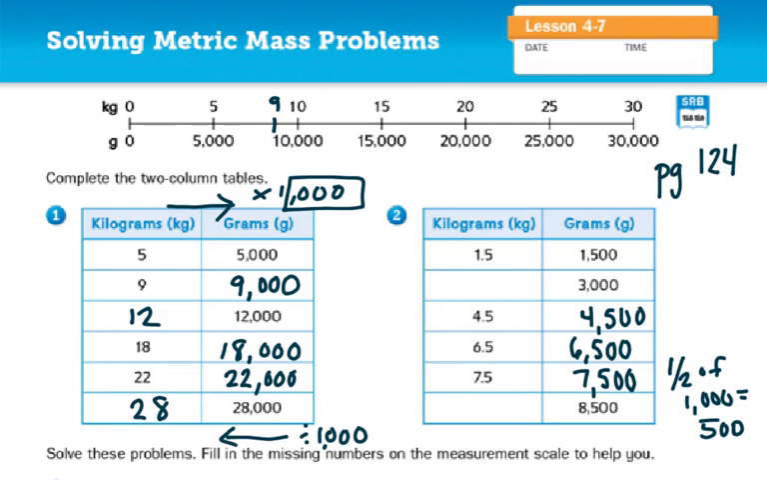If you keep that same strategy going, 3,000 would be the same as taking off 3 zeros or dividing by 1,000, and that would be 3. Here we have 8,500. Look what we did for the other ones. That would be 8, and the 500 would represent 5/10 or half of a kilogram.